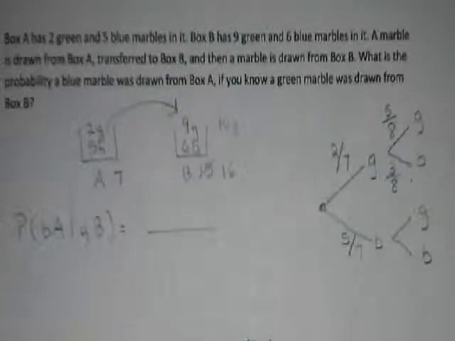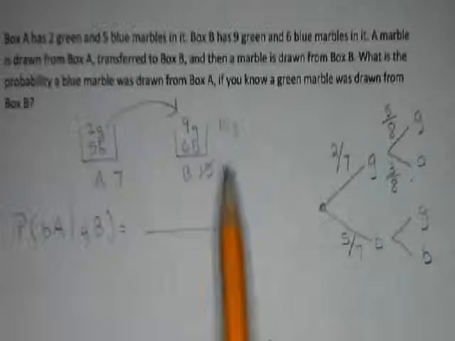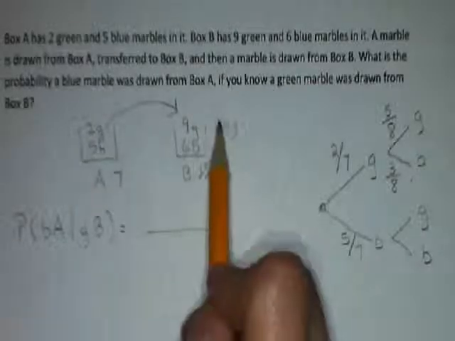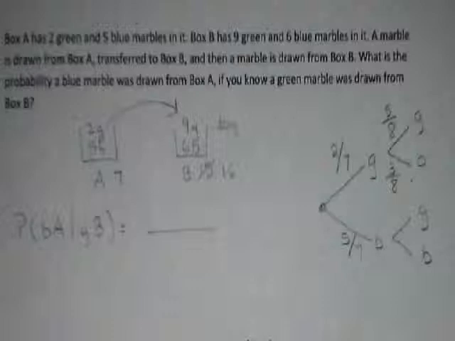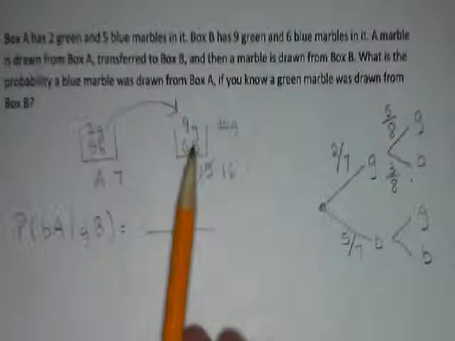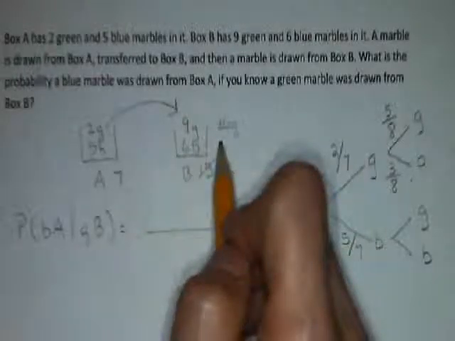Now let's go back to box A, and this time I want to draw a blue marble out of box A and find the probabilities of each of these other second events from box B. Since I'm drawing a blue marble from box A, I'll be transferring it to box B. So instead of 9 greens changing to 10 greens, I'm going to have 6 blues that change to 7 blues.